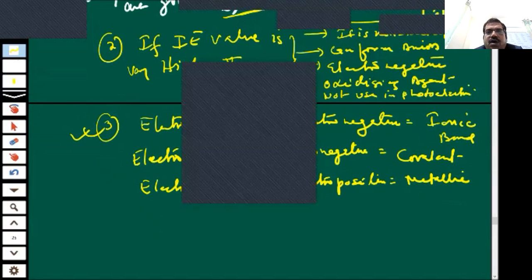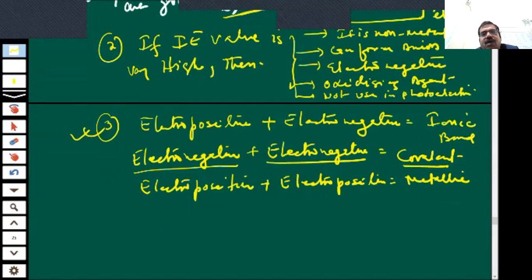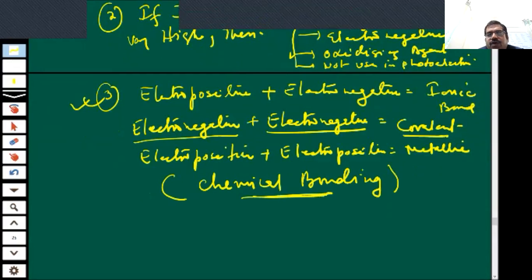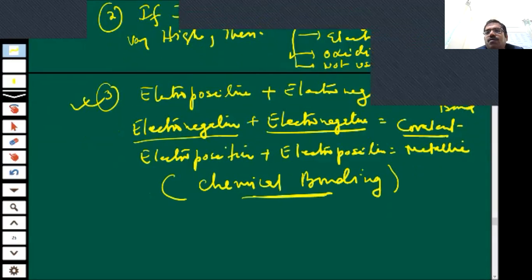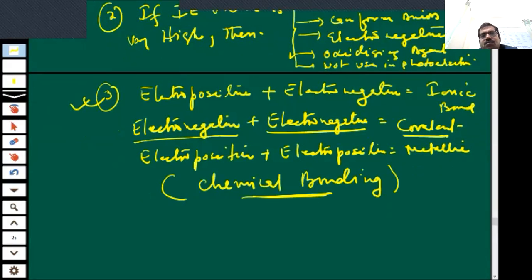Yes, definitely. Those who are electronegative and form a bond with another electronegative, a covalent bond is going to be formed. I will discuss these things in depth in the chemical bonding chapter. Don't worry. First note it down. Okay, children.